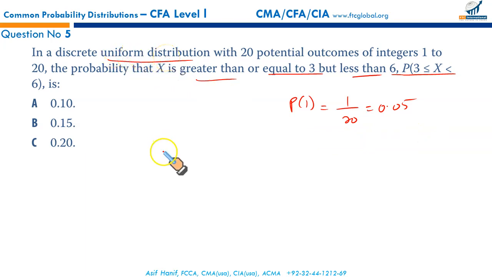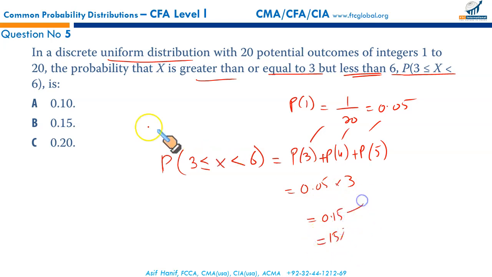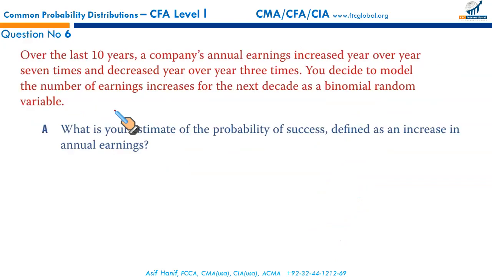What we are required to do is to calculate the probability of x being greater than or equal to 3 and less than 6, which means you need the probability of 3 plus the probability of 4, plus the probability of getting a 5 and not 6. Less than 6 means 6 is not included. So we have the probability of each of these events being 0.05. So there are 3 such possibilities, times 3. So it should give you 0.05 times 3, 0.15 or 15%. So here your option B is the right one. B. Next.